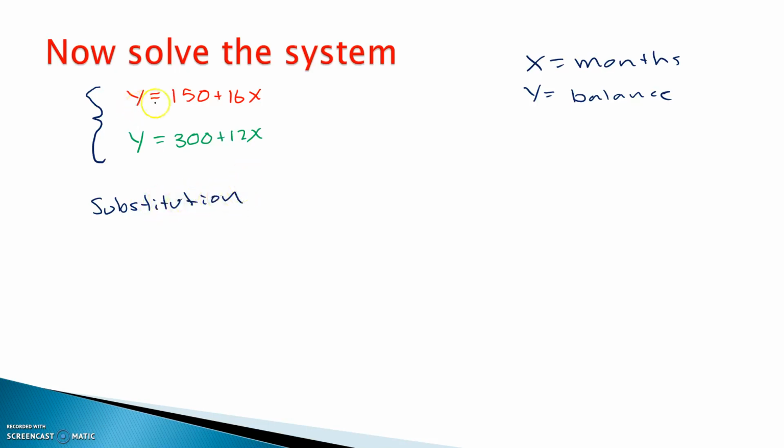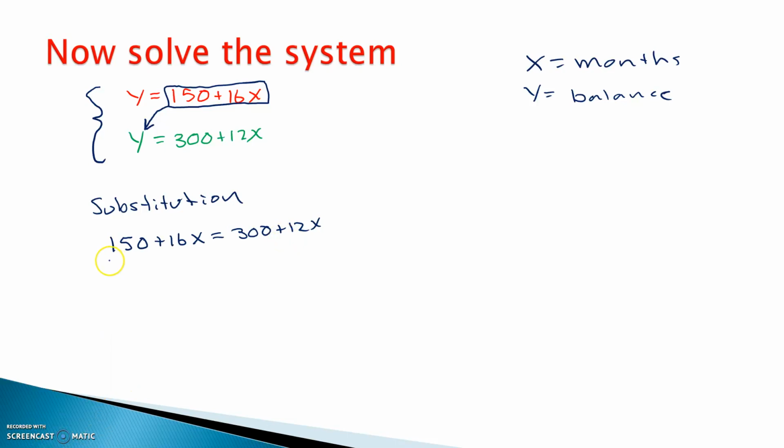If I know what Y is here, Y is equal to all of this stuff. Well, let's substitute. Let's actually plug it into the Y. So I'm going to end up with 150 plus 16x is equal to 300 plus 12x. Again, I want to know when these two bank accounts are going to equal each other. So it's kind of nice. I'm actually setting both of them equal to each other. Now it's just a matter of, can we solve this?